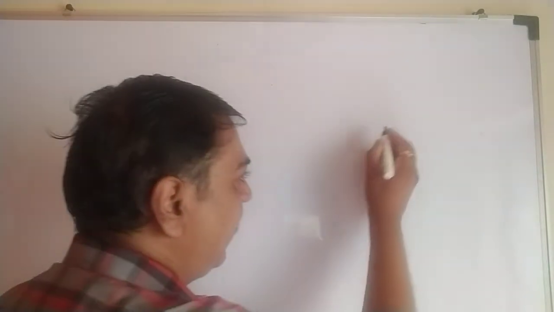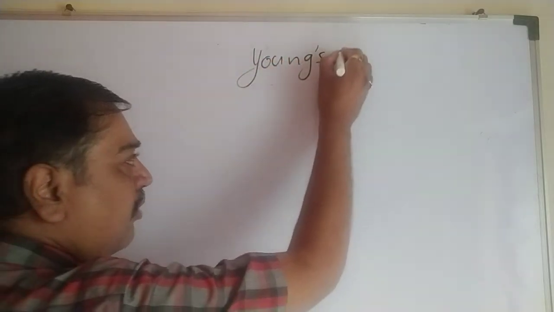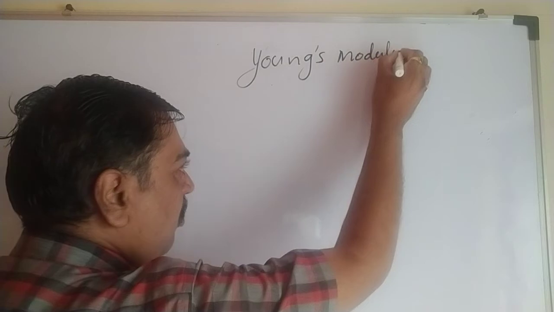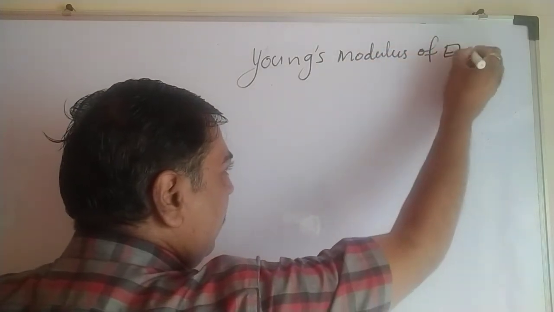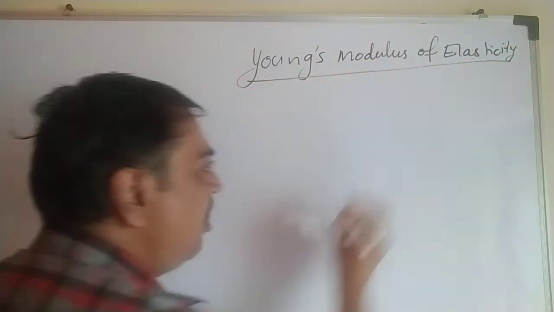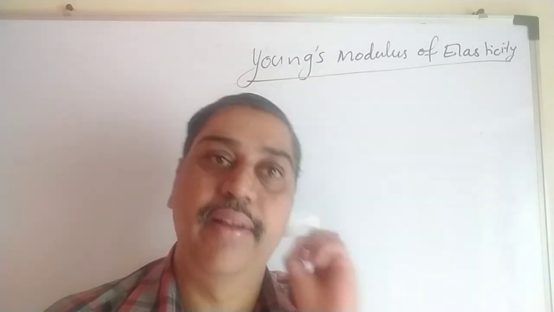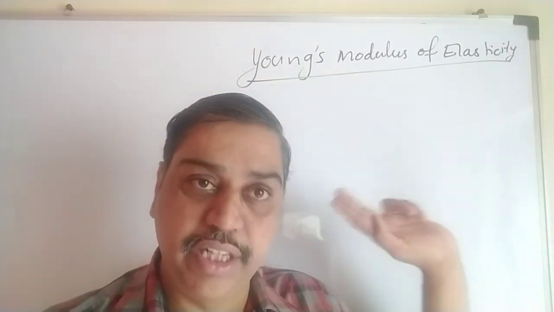Now as we have seen, there are three types of things we have learned: change in length, change in volume, and change in shape. Accordingly, there are three moduli of elasticity. The first modulus of elasticity is said to be Young's modulus of elasticity. What exactly is this Young's modulus? Young's modulus is related to elongation in the wire or change in length of the wire.